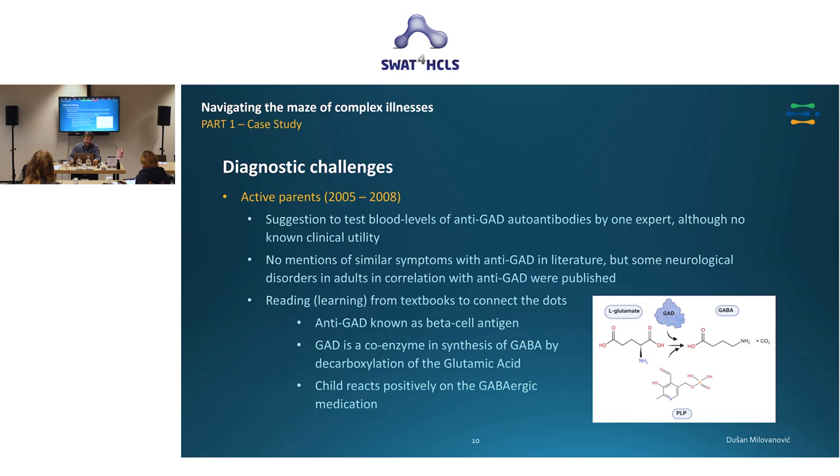So this was now seemingly some piece of the puzzle, something to connect. And in addition, the child did react to GABAergic medication. So maybe this medication is replacing the loss of gamma-aminobutyric acid. Again, we did not know what happens in the brain, whether anti-glutamic acid decarboxylase is in the brain or in the blood. So then what happened was the following.